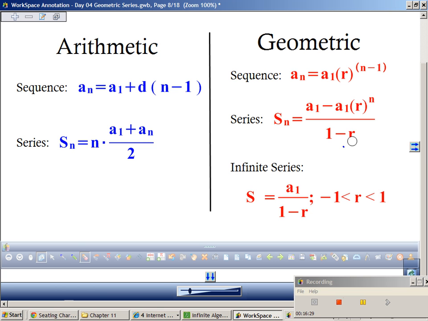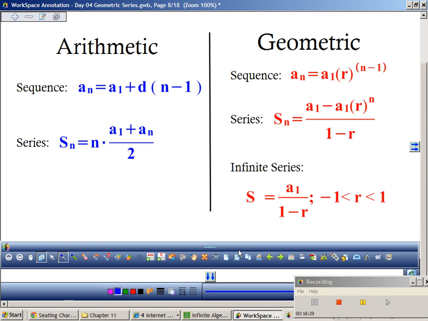We're talking infinitely. What does that mean? Explain to me what that would be. Forever. A sequence that keeps going forever and ever. Well, how in the world can you find a sum of something that goes on forever? It has something to do with this right here.